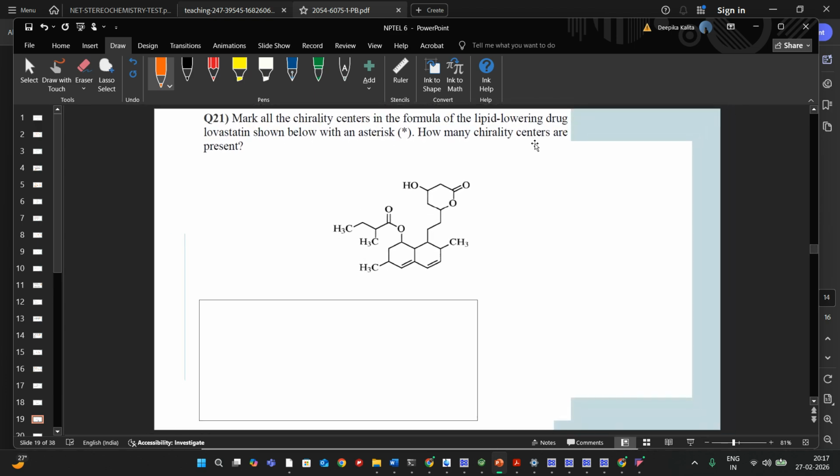So let us move to the last question. Mark all the chirality centers in the formula of the lipid-lowering drug lovastatin, shown below with an asterisk. How many chirality centers are present here? So you can try to solve it on your own first.